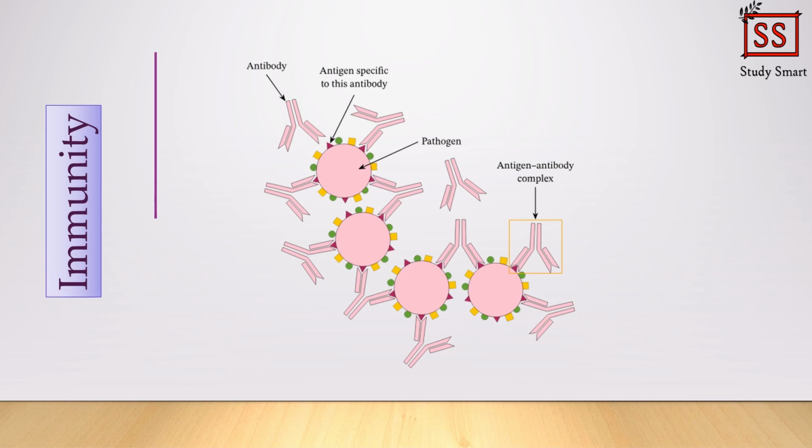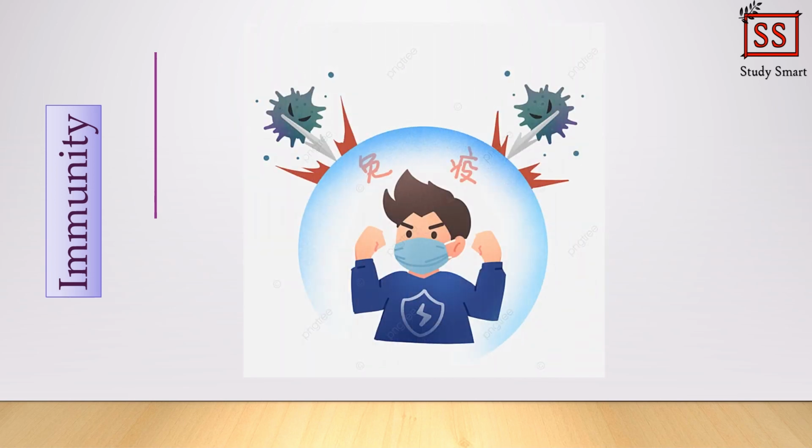After the infection has been defeated, some of the white blood cells remain as memory cells. So, if you are infected by the same pathogen again, the third line of defense will respond faster and stronger than it did the first time. So, this is what it means to become immune to a disease.